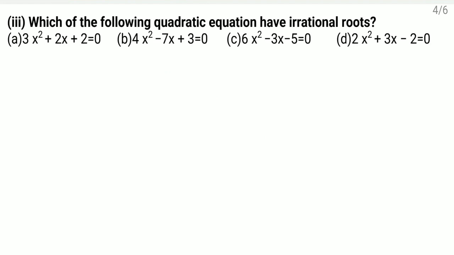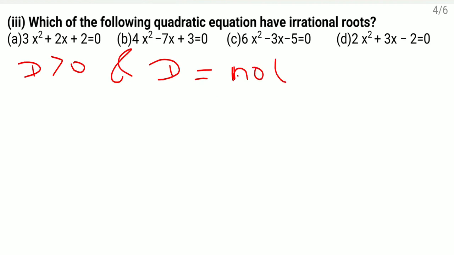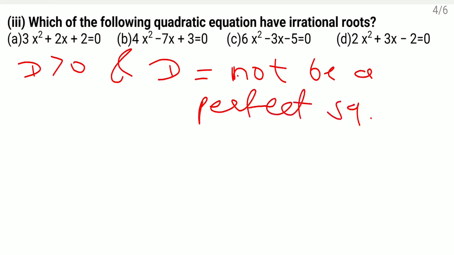I'll just write here. D should be greater than 0 and D should not be a perfect square. Okay, so first one I'll try here.